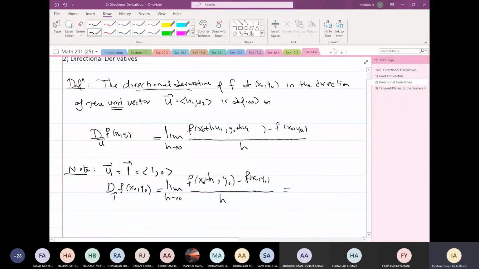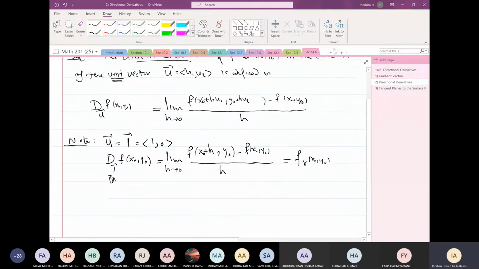What is this limit equal to? There is a change in x only. Since only x changes, the whole thing is just f sub x at x0, y0. The same thing if you choose u equals j, which is (0, 1). The directional derivative at x0, y0, when you apply the limit, you get f sub y at x0, y0.